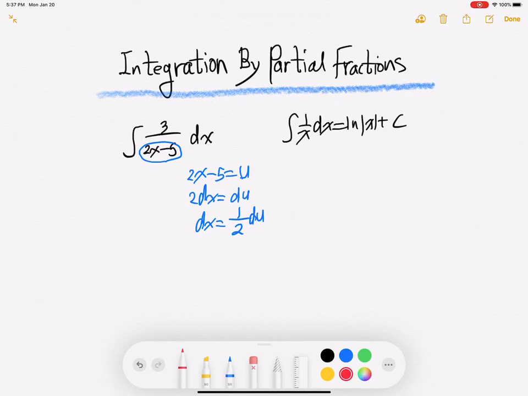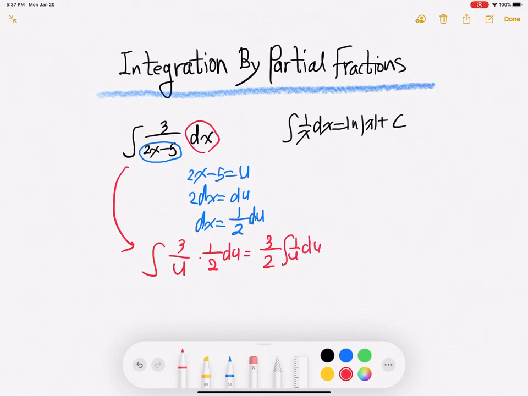Okay, if we use u substitution for this problem, that is equal to the integral of 3 over u, and then what is dx? dx equals 1 over u prime du. So 3 over 2 is the coefficient, and then the integral of 1 over u du. So 3 over 2 ln absolute value of u plus c. What was u? u was 2x minus 5. So this is the final answer, right?